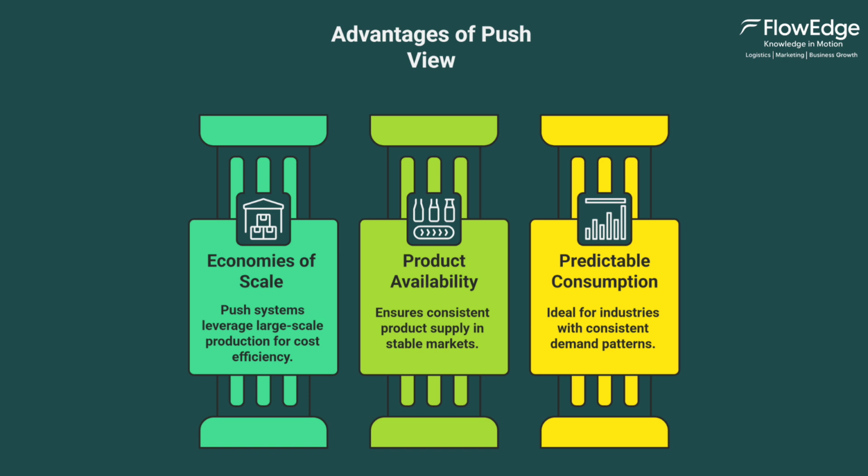Now, let's look at the advantages of the push view. One major benefit is economies of scale, which means producing in large quantities reduces the per unit cost and improves the operational efficiency. Another advantage is product availability. Goods are ready for customers, which is especially important in the markets with consistent demand. Finally, this model supports predictability, where industries with stable consumption patterns benefit from streamlined planning and resource allocation.